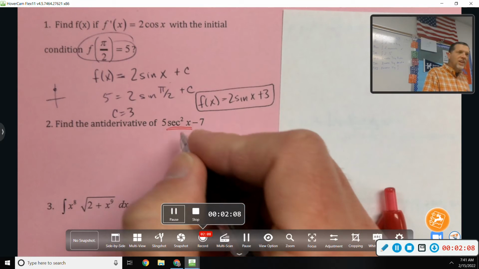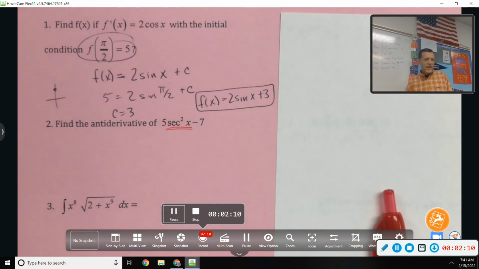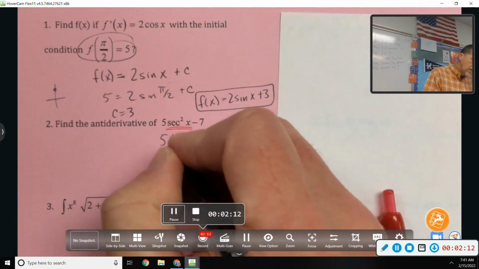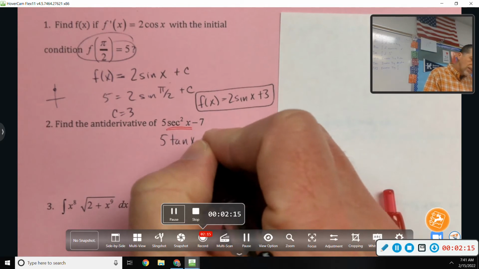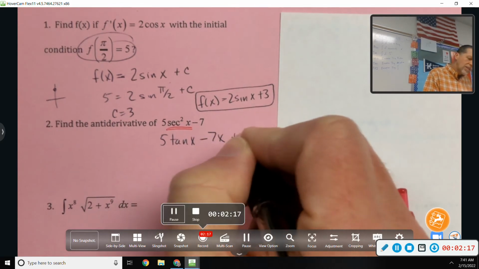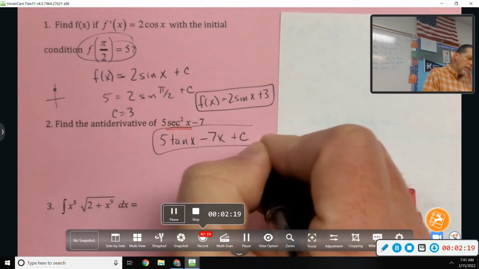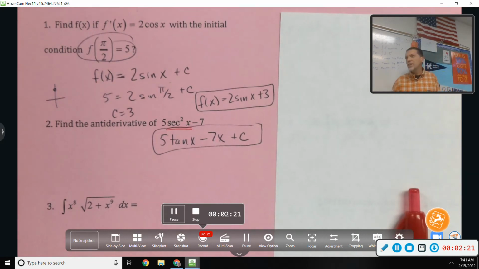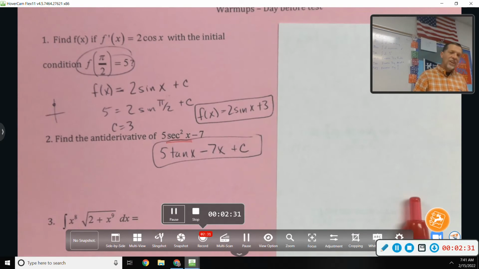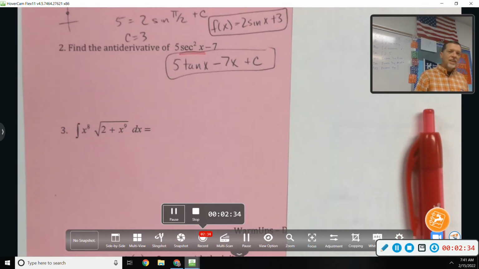And so what's the antiderivative of secant squared? Tangent. So 5 tangent x minus 7x plus c. And we don't have any other information, so we're just kind of stuck with that as an answer. That one was tricky because I thought it was too simple to be true. Number 3.